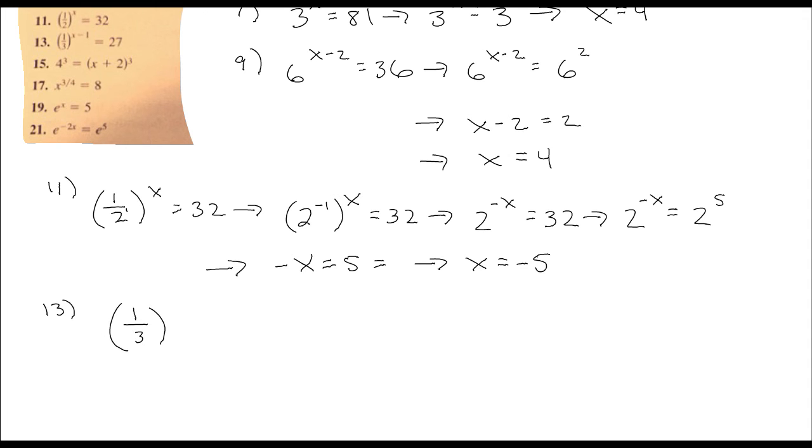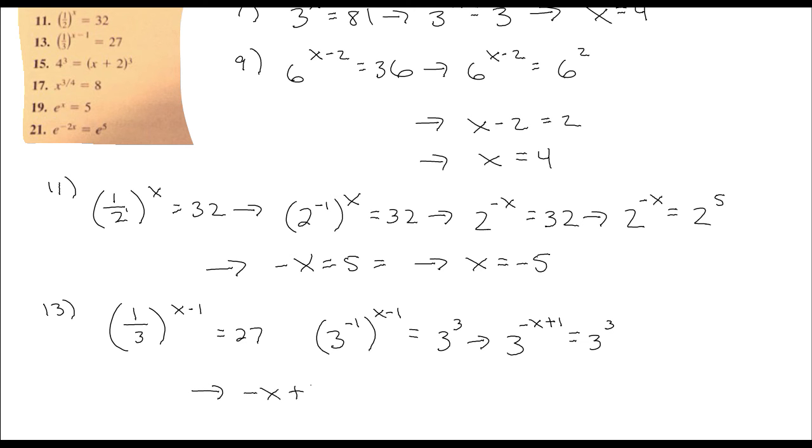Number 13, 1/3 to the power of x minus 1 is equal to 27. Okay, so the 1/3, again, I'm going to use a negative exponent, write 3 to the negative 1 to the power of x minus 1. And on the right side, I'm going to go ahead and convert the 27 using a like base. 27 is 3 cubed. Okay, on the left, a power to a power, you multiply them. So distributing the negative 1 to the x minus 1, I would get negative x plus 1 is equal to 3 cubed. So now the bases are the same, so I can equate the exponents.